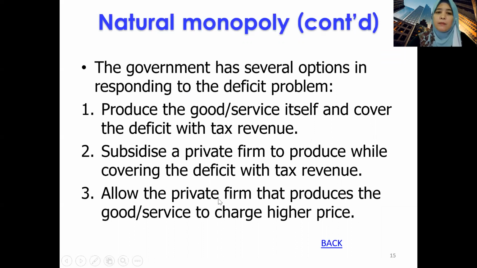Finally, this is very dangerous. Allow the private firm that produces the good or service to charge a higher price, which is not done, because we say that public goods have positive externalities, and sometimes they are essential goods. In the case of water just now, right? Water is essential for our daily activities, for our life, for manufacturing activities.